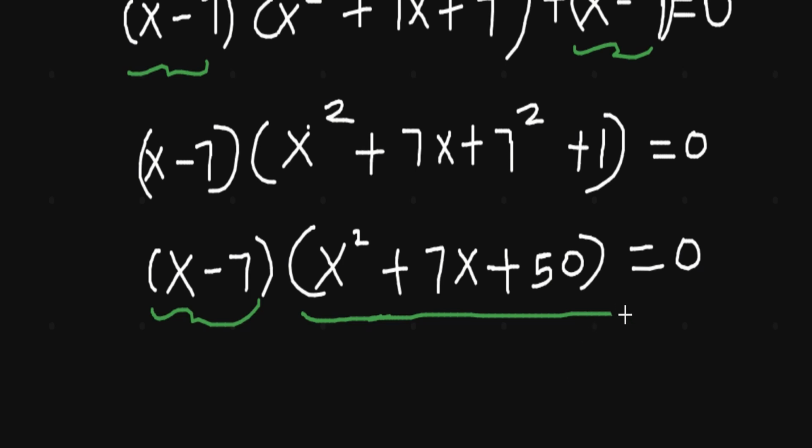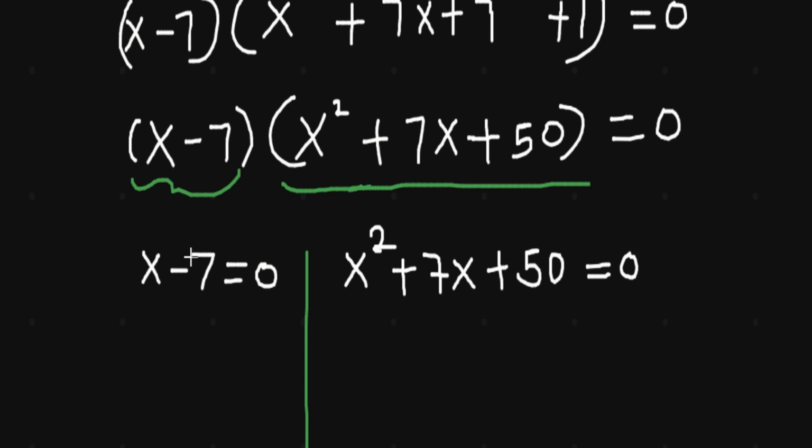So x minus 7 is a factor, so here we have x minus 7 is equals to 0, this is one factor, and x square plus 7x plus 50 is equals to 0, this is another factor. So we need to simplify this equation to get the solutions for x. Here x minus 7 is equals to 0, so x is equals to, when minus 7 goes to the RHS it becomes plus 7, so therefore x is equals to 7 here.